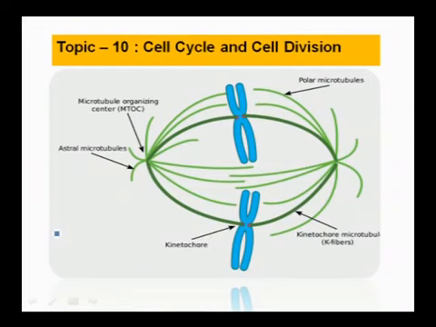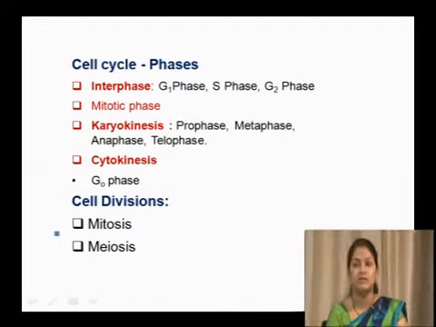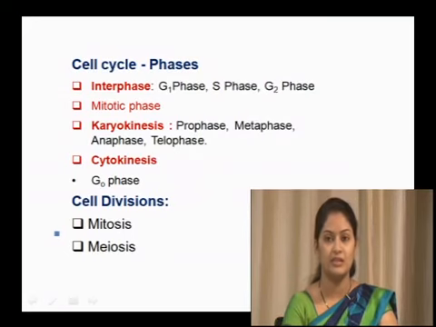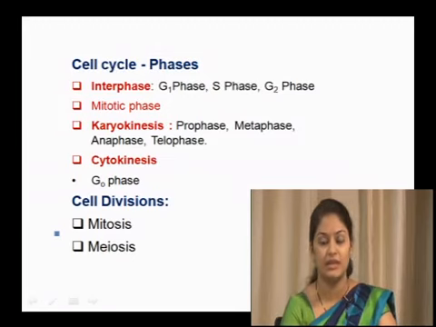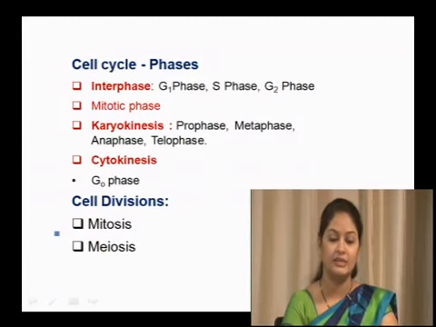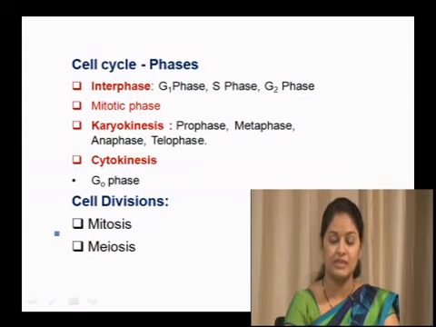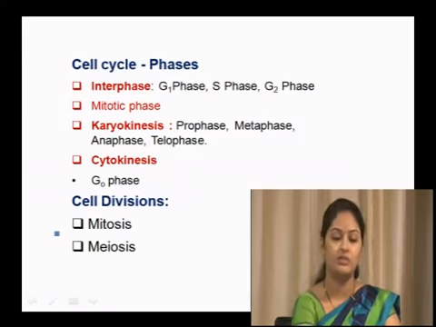Next one, moving on to the topic of cell cycle and cell division. So cell cycle indicates the sequence or series of changes that occur in a cell from its formation until it divides into two daughter cells. So these processes are referred to as the cell cycle and we can classify them into different stages. The stages are interphase and mitotic phase. Interphase has the substages G1 phase, S phase and G2 phase. Mitotic phase is further classified into karyokinesis and cytokinesis.